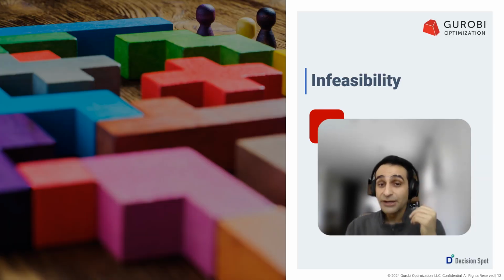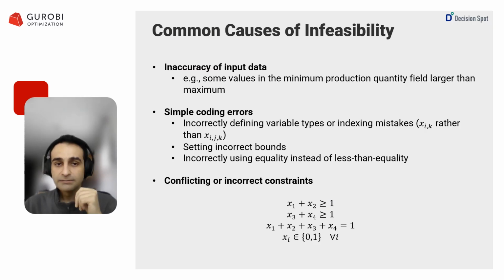Now, let's talk about another common problem, and that's infeasibility. Infeasibility happens when no solution satisfies all constraints, and there are some common reasons for it. First, data issues, when we have inaccurate input data. For example, you have a minimum production quantity that's actually larger than the maximum allowed, or the weight of a package that you're shipping is more than the allowed weight limit. If you don't have any check in place or filters to catch these errors, they will find their way into your model, and then they can cause infeasibility.